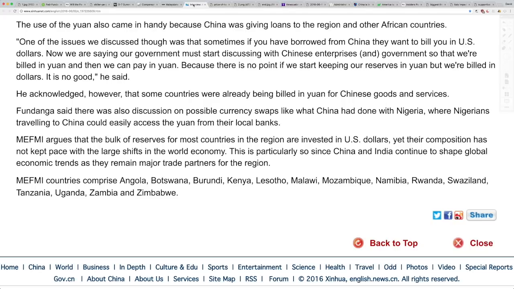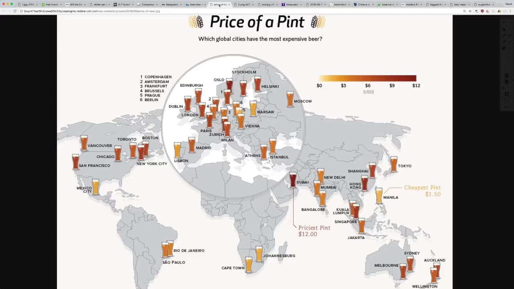So here they are doing currency swaps with these countries. They are engaging in business in yuan. They are going around the dollar. It's huge news, and it's not being put out there on the front page because, oh, it's Africa, it's not a big deal. It is a big deal, and this is something that we need to be watching.